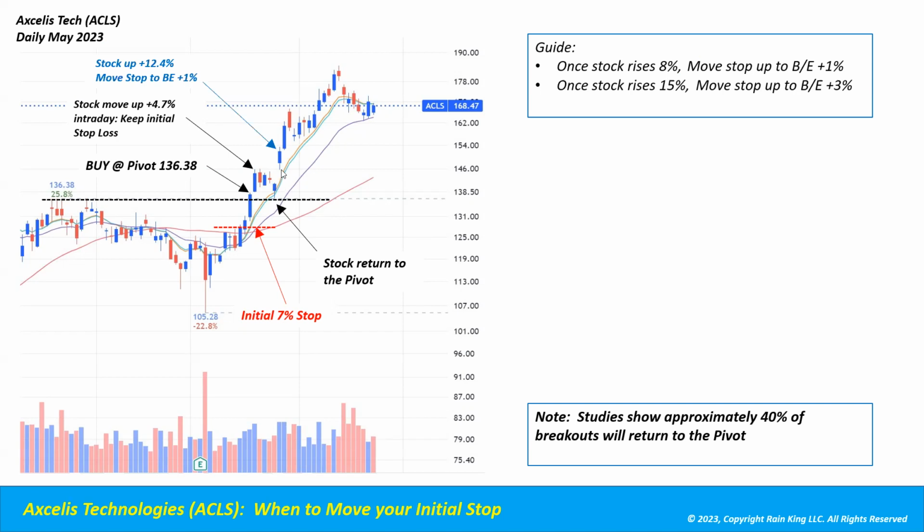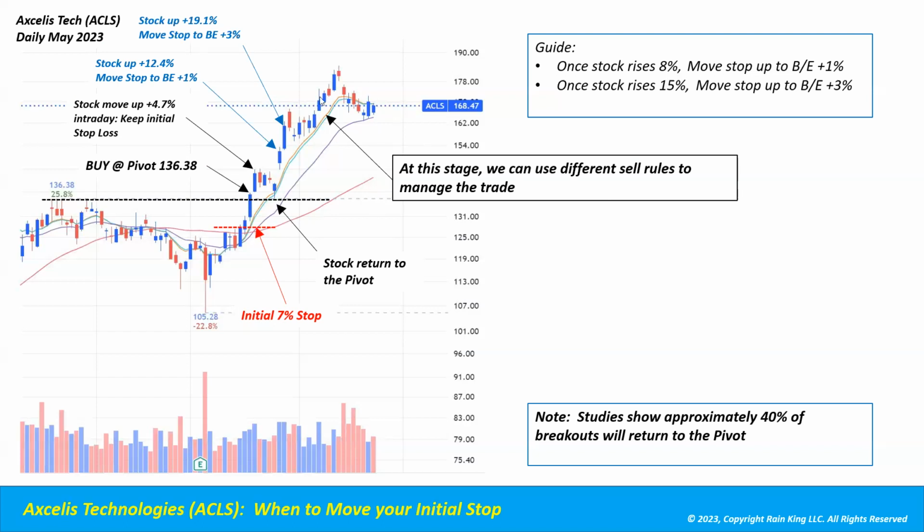Now the stock does gap up the next day, and the stock has a gain now of 12.4%. So we've triggered, we're at least 8% above break even. So therefore we're going to move our stop to break even plus 1%. Now on the very next day, the stock follows through and actually moves up and we have a 19.1% gain. So now we've triggered the 15% guide. So we'll move the stop up to break even plus 3% to protect ourselves.